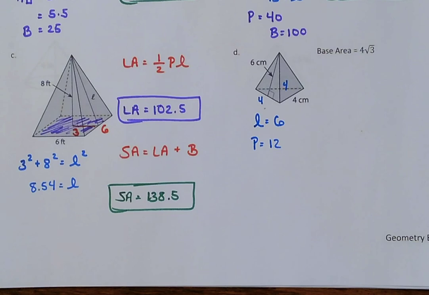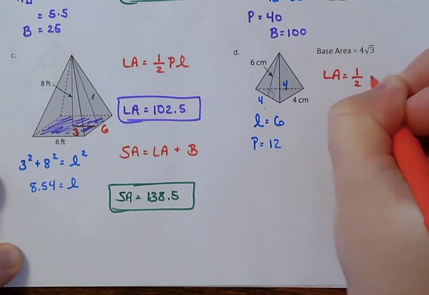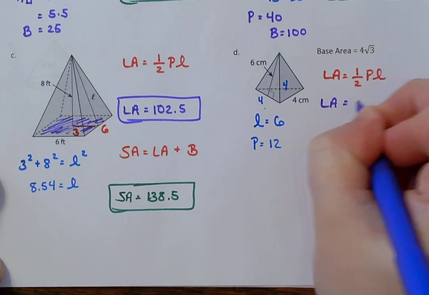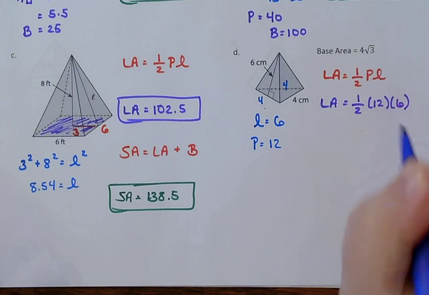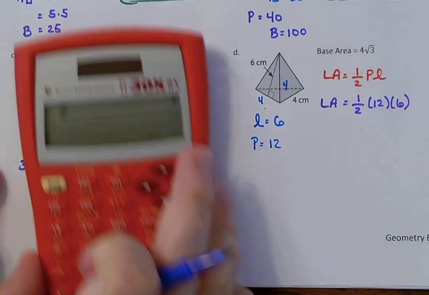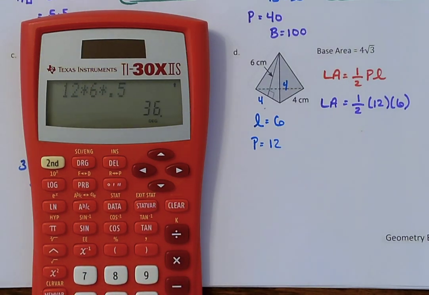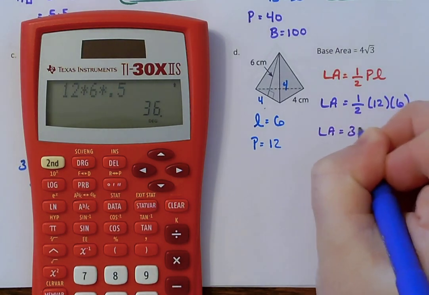So to figure out our lateral area, it's 1/2 times the perimeter of the base times the slant height. So that's going to be 1/2 times 12 times 6. So if we do 12 times 6 times 1/2, we get 36 centimeters squared for our lateral area.